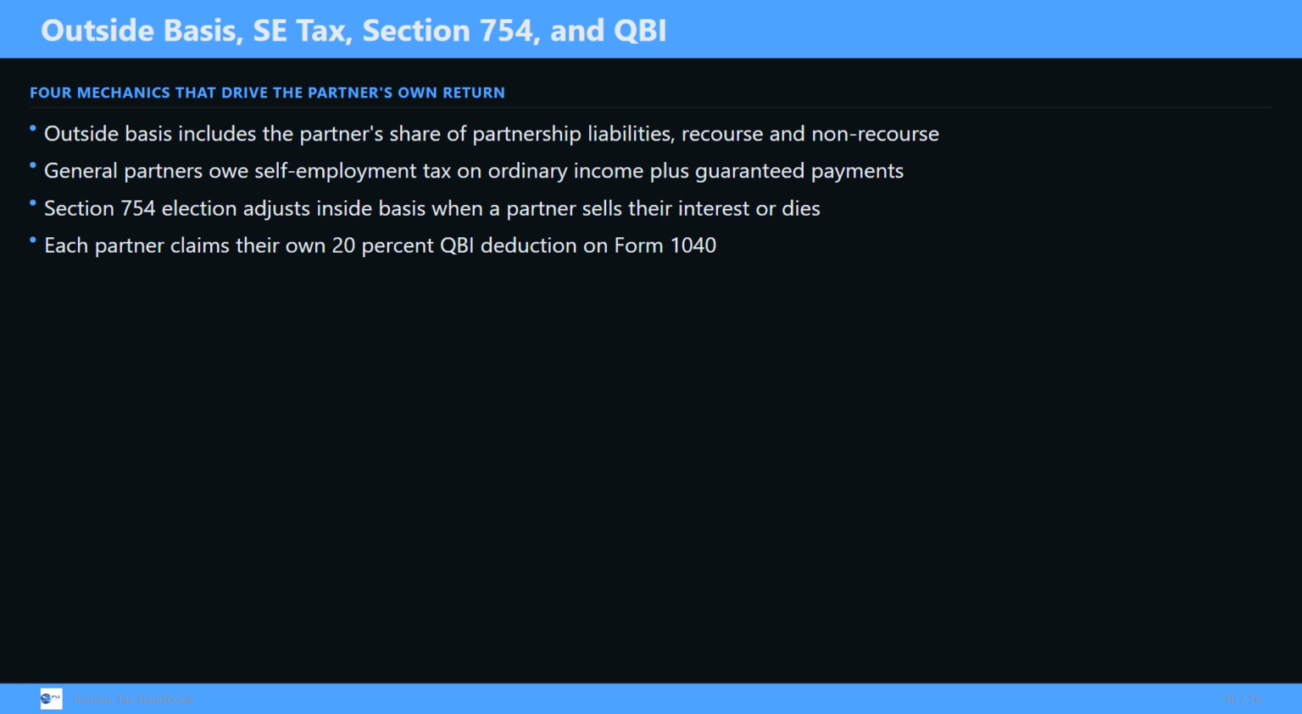General partners and active LLC members owe self-employment tax on ordinary income plus guaranteed payments, while limited partners generally do not, except on guaranteed payments. A Section 754 election adjusts inside basis when a partner sells or dies, and each partner still claims their own 20% qualified business income deduction, QBI, on Form 1040.